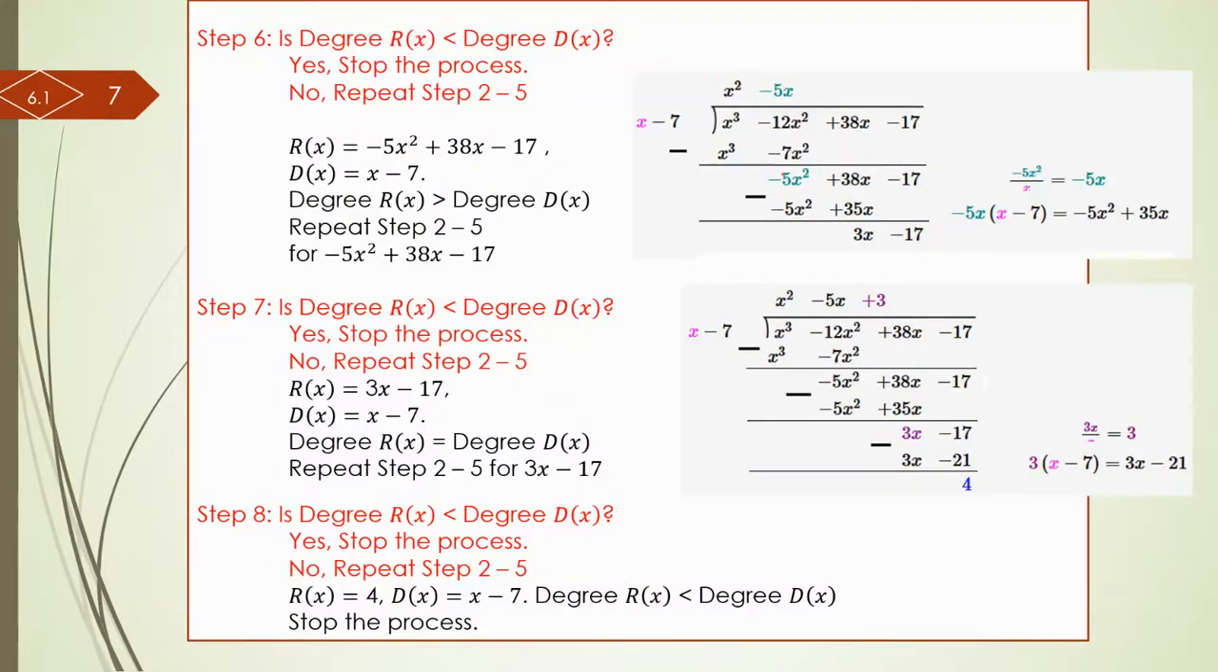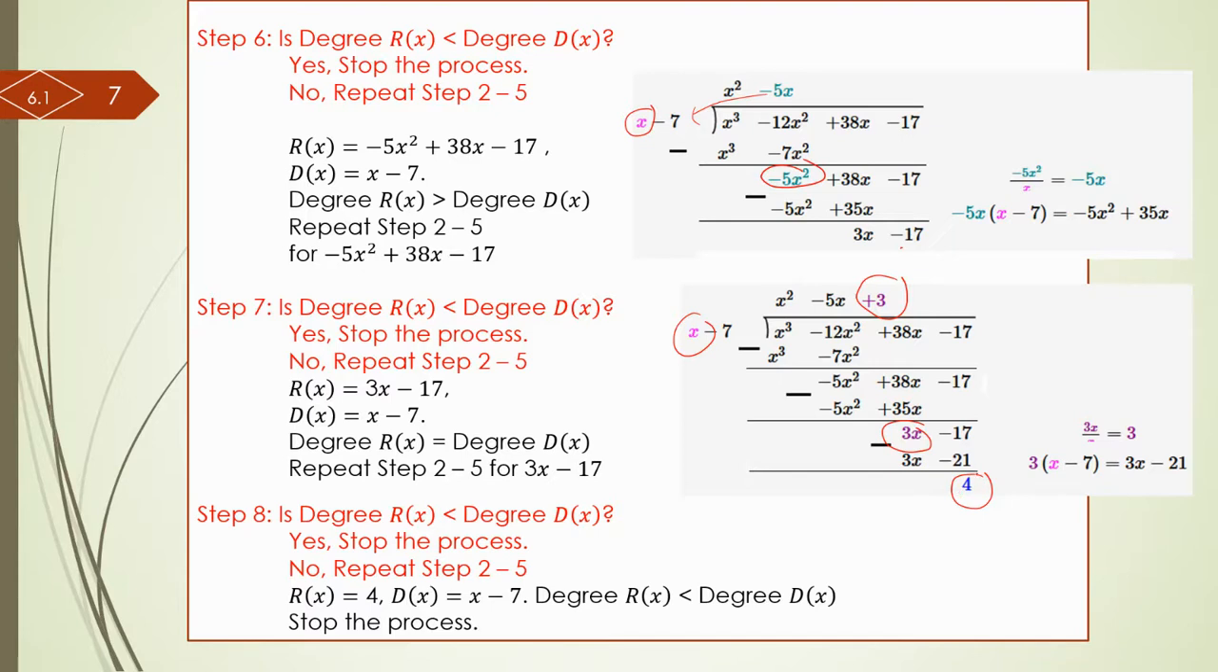Now we look at this one. The highest term is negative 5x squared, and the highest in the divisor is x, so I need to multiply by negative 5x. I get negative 5x squared, and multiplied here I get positive 35x. I subtract, so I get 3x minus 17. Then I repeat this. The highest is 3x, and this one is x, so I need to multiply by 3. So I get 3x minus 21. My remainder is 4.